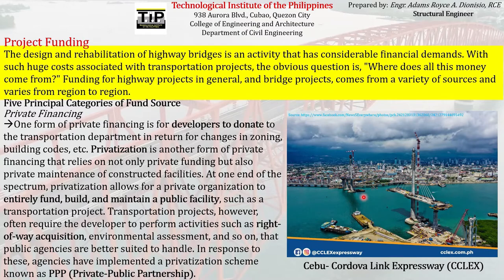Within the 20 years, the private entity will operate and maintain the public project. After that period of time, the ownership, operation, and maintenance will be transferred to the public agency. In that way, the private entity and the public agency benefit from each other. The private entity can gain profit from the transportation project, and in return, the public agency can provide an infrastructure project to its citizens. That is one example of how private entities finance a transportation project.